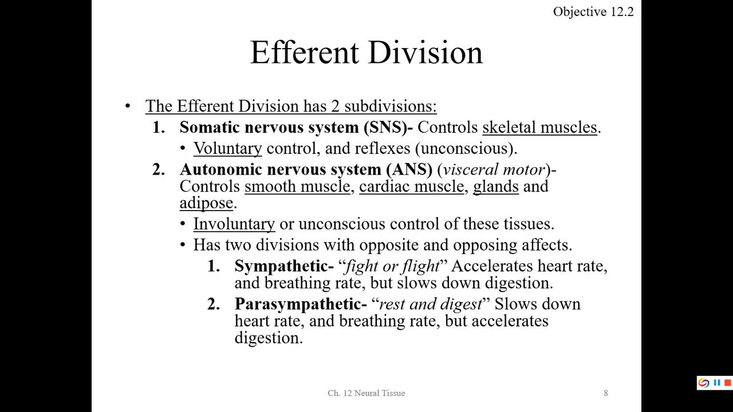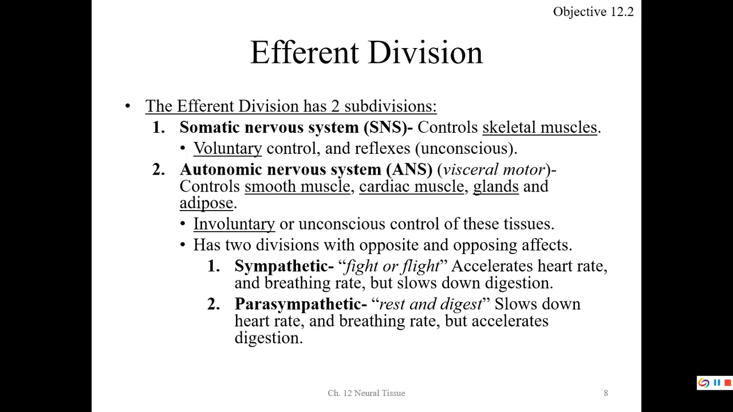There's the autonomic nervous system. We call this visceral motor. Now, very important. It controls smooth muscle, cardiac muscle, glands, and adipose. Now, I always put adipose here. Adipose is going to be unique to sympathetic, but smooth muscle, cardiac muscle, glands, and adipose. Now, they are involuntary. So this is the stuff you don't control. It's unconscious. It operates without you thinking about it.